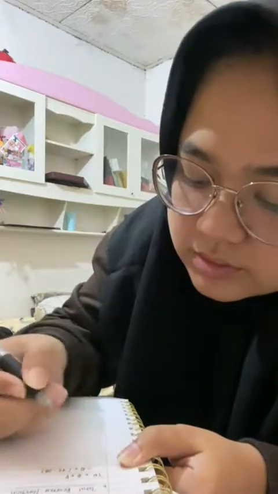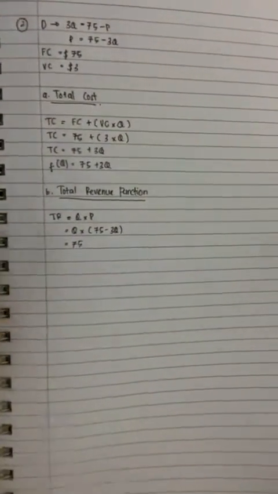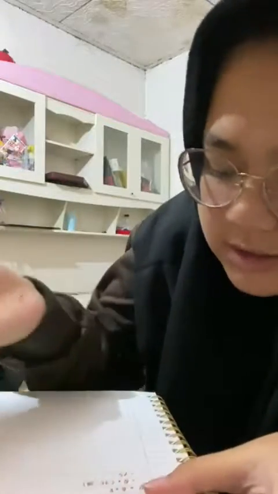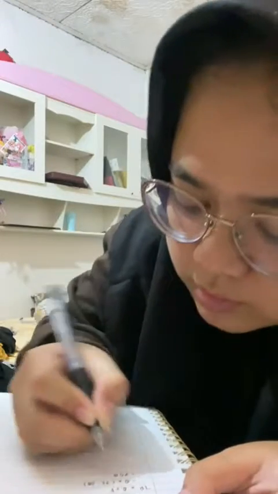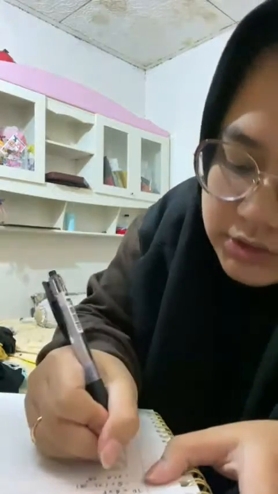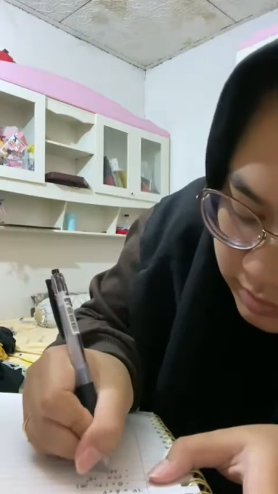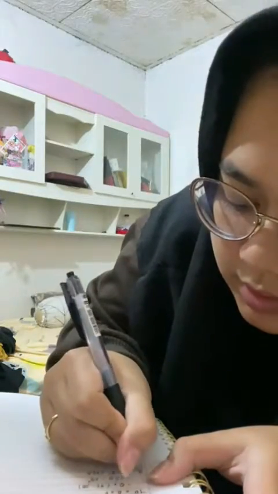So we are going to multiply. I'm going to explain it later. It gives Q times 75, which is 75Q, minus 3Q square. So TR equals minus 3Q square plus 75Q. We already know the TR, so the next step is we're going to search for the profit function.